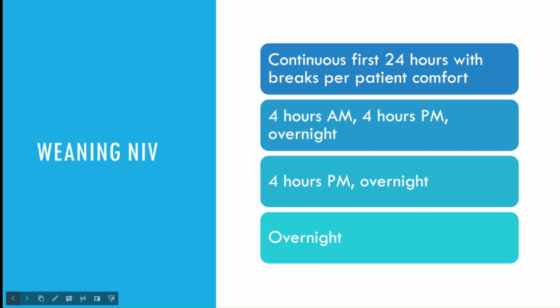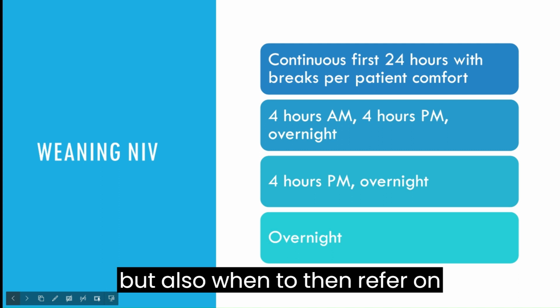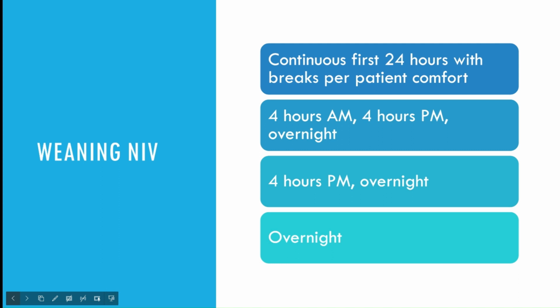Any neuromuscular patient that starts on acute NIV, the Northwest Vent Unit will also want to know about, and probably for obstructive sleep apnea, OSA, as well. So ultimately, not only do you need to have an idea of how to start NIV, but also when to then refer on once the patient's discharged.